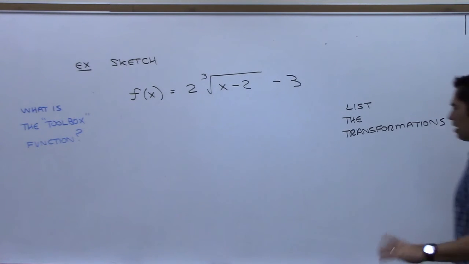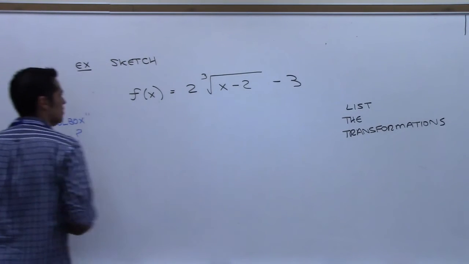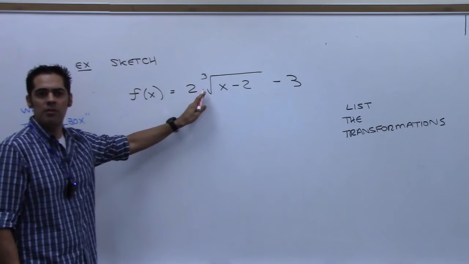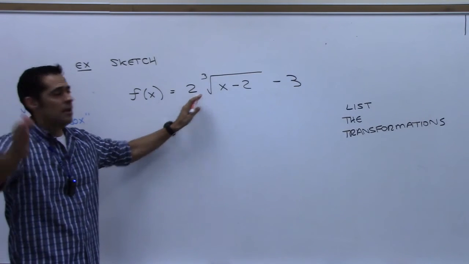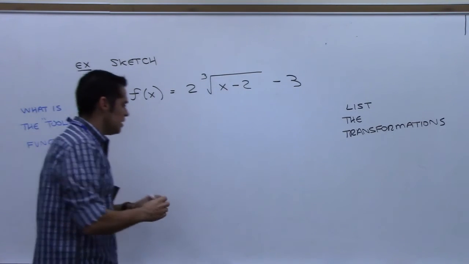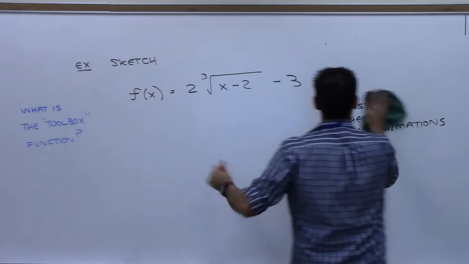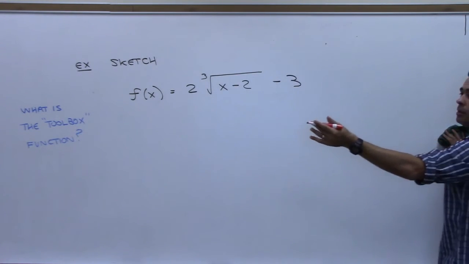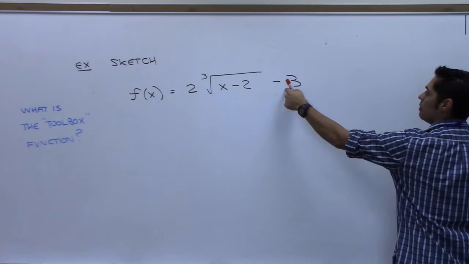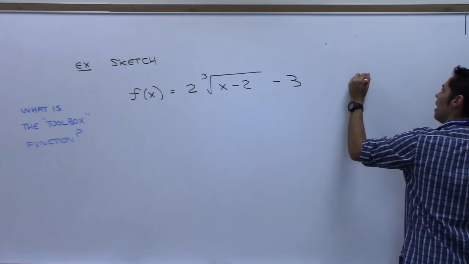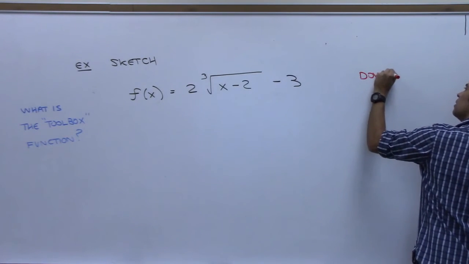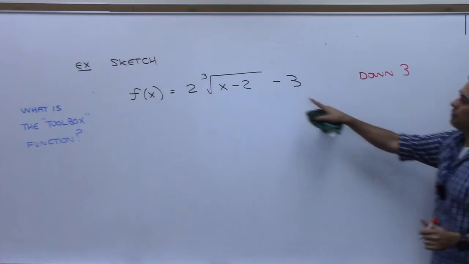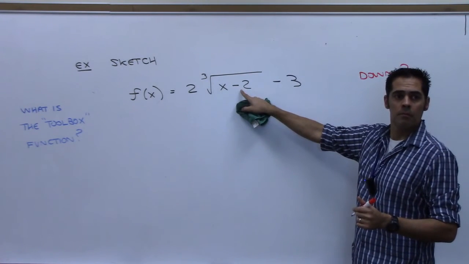So let's talk about these transformations. First of all, what's the toolbox function? Everyone has to recognize this is the cube root function, which we know what that looks like, right? It's just a matter of all the different things. So let's list them out. Let's have a volunteer. Go ahead. Give me one of the transformations. You had -3, thinking it shifts down 3. Okay, down 3. Anybody oppose this? Down 3? Everyone's on board? With the -2 that's inside the cube root, that would mean you would move to the right 2. Right 2?